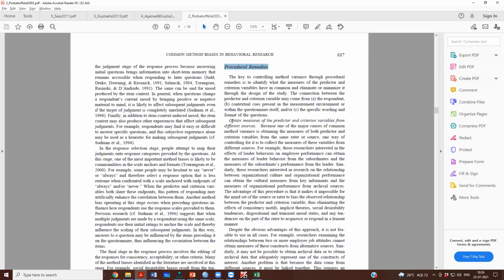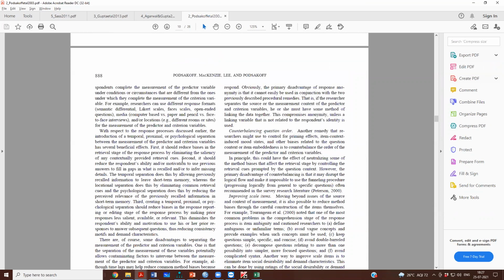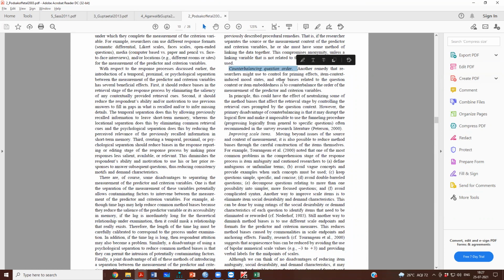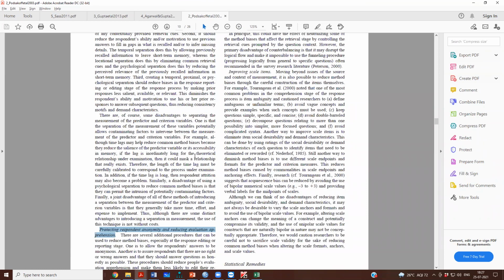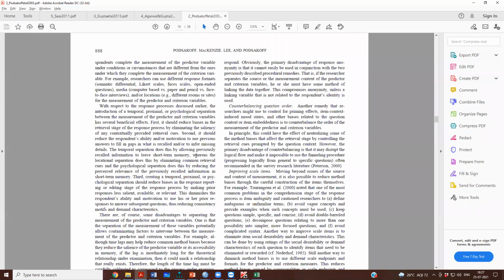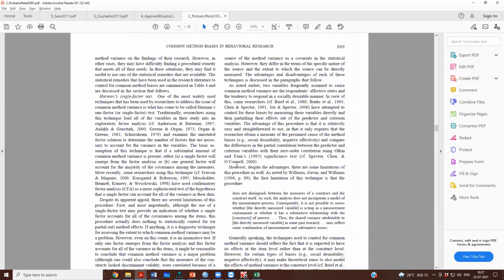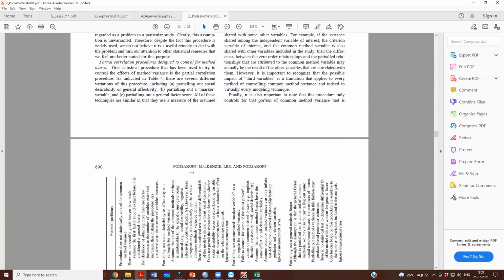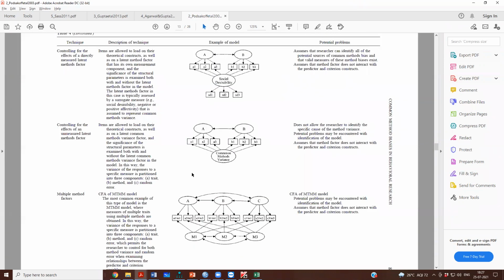So what are the procedural remedies? Obtain measures of predictor and criterion variables from different sources. Then they talk about anonymity, and counterbalancing question order, which you just mentioned. Protecting respondent anonymity and reducing evaluation apprehension. These are called procedural remedies. What are the statistical remedies? Even after doing all this, you may still get some bias, and in order to address that, you perform these kinds of analysis. Is that okay?